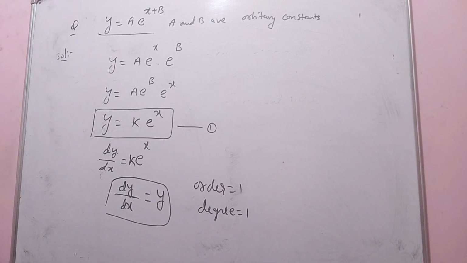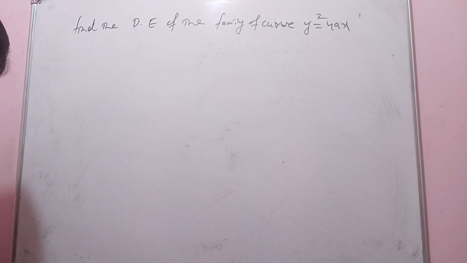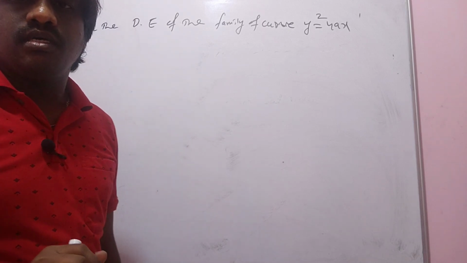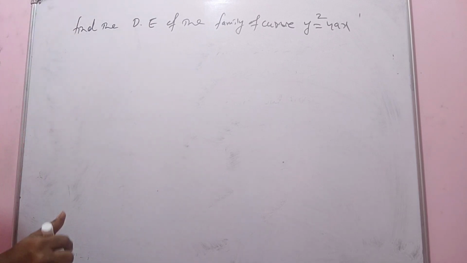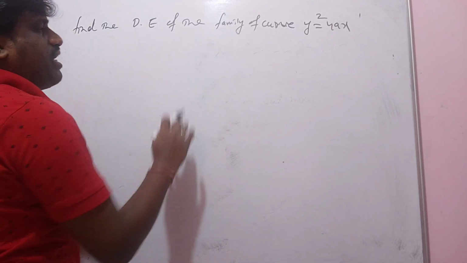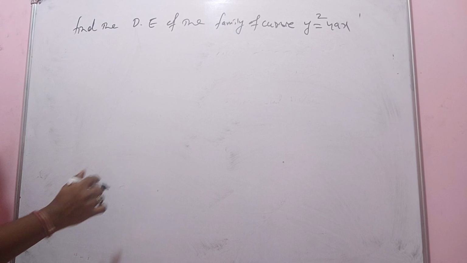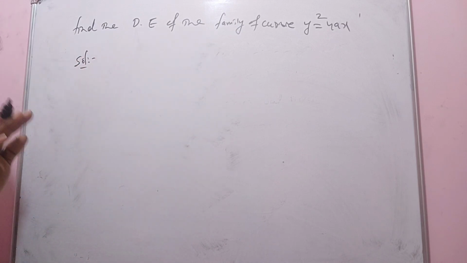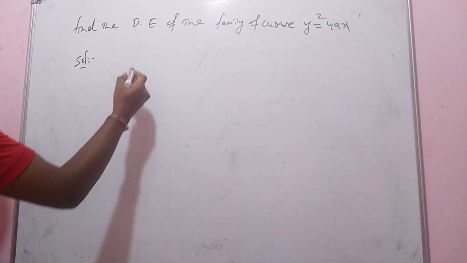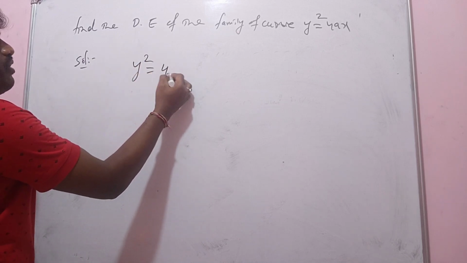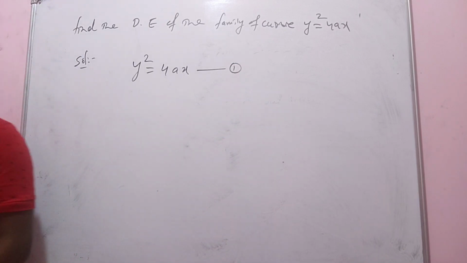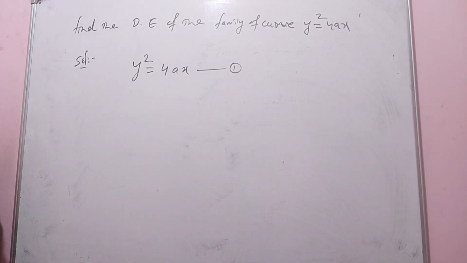Let us move to the next question, dear students. I am going to discuss all the problems. Let us discuss another problem. Find the differential equation of the family of curves y square is equal to 4ax. I am explaining this because it is a JEE question. This is the equation of a parabola, dear students.